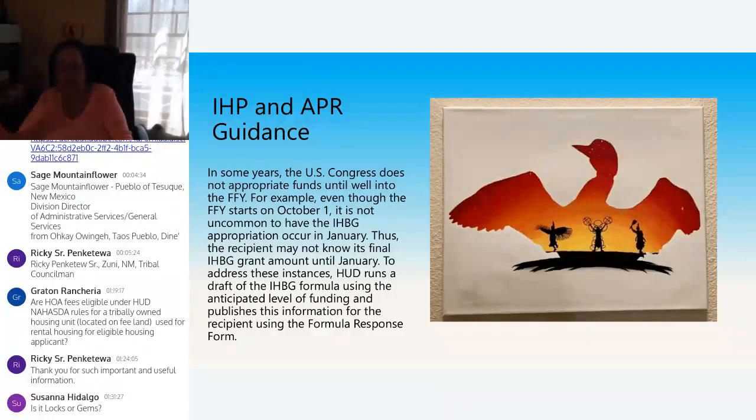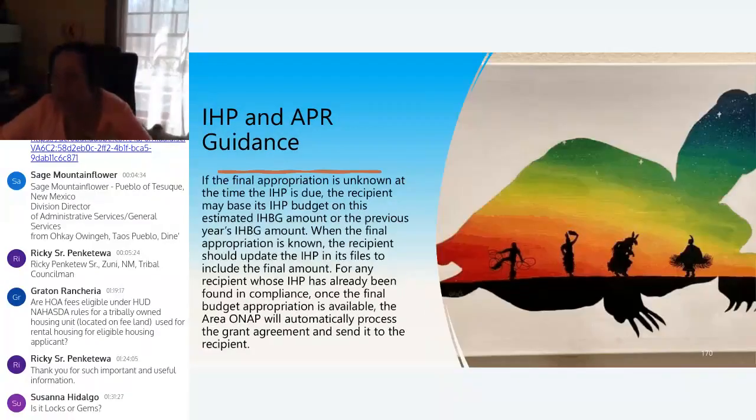Sometimes, like I said, Congress doesn't appropriate funds. They won't, I'm just going to leave it at that. Sometimes Congress does not pass that budget in a timely fashion. In those cases, HUD will run an estimate and you prepare your documents using that estimate, okay? That's the easiest way for me to say that politically correctly. Your IHP and APR guidance: if the final appropriation is unknown at the time it's due, you can base your budget on your estimated amount, or you can use your previous year. And then, like I said, you correct that on your APR, okay?